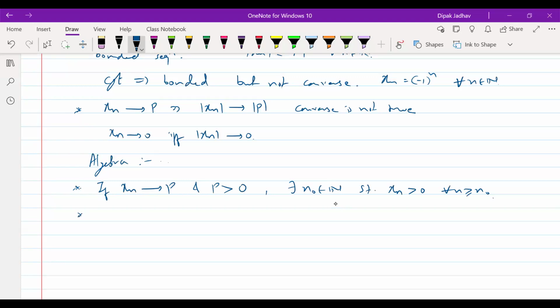Another result: if you have a sequence xn which is bounded and you have another sequence yn tending towards 0, then what can we say about the product xn into yn? The product goes to 0.